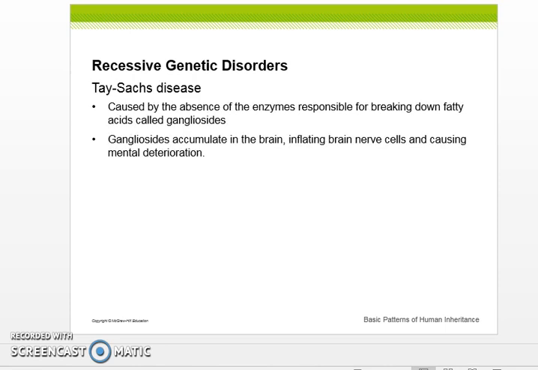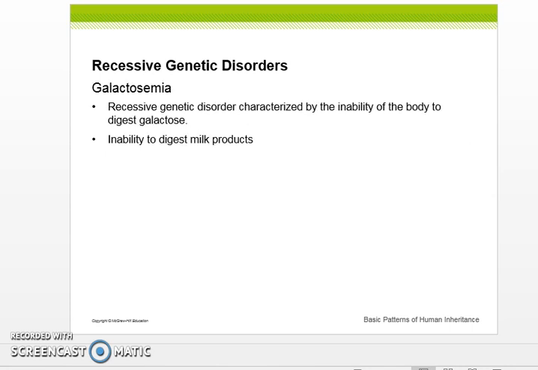Tay-Sachs disease is caused by the absence of the enzyme responsible for breaking down fatty substances called gangliosides. Gangliosides accumulate in the brain, inflating brain nerve cells and causing mental deterioration. Galactosemia is also a recessive genetic disorder, and it's characterized by the inability of the body to digest galactose. Basically, inability to digest milk products. So if you're lactose intolerant, that's a recessive gene. Somebody gave it to you.